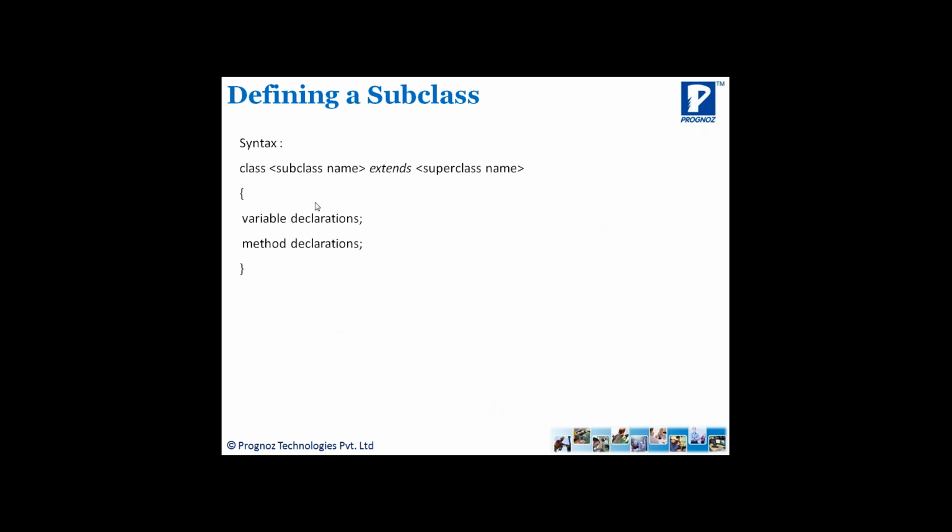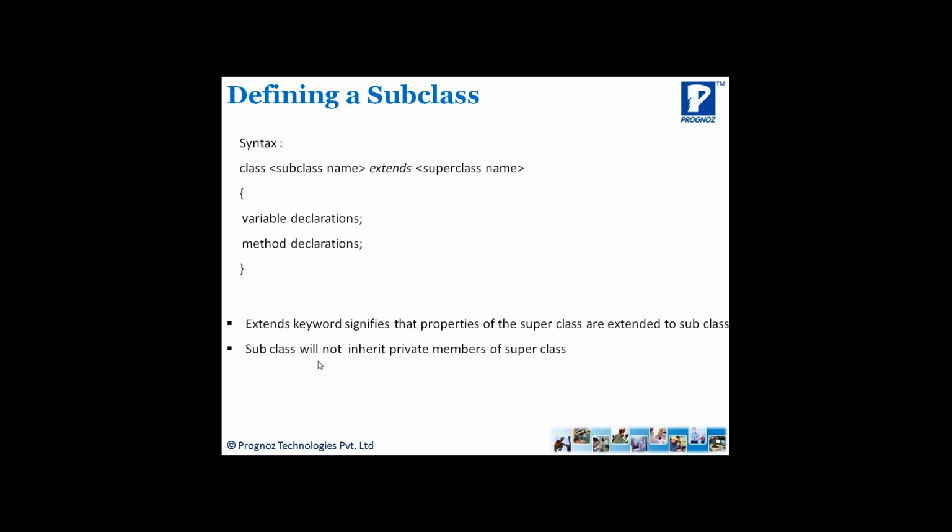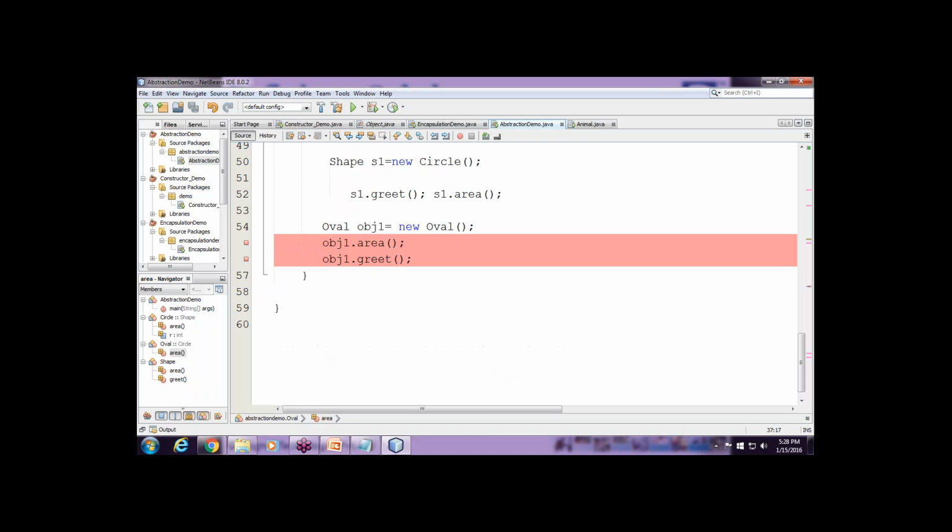Defining a subclass: as I mentioned here, you put class Circle extends Shape, followed by variables and methods. The extends keyword signifies that the properties of the superclass are extended to the subclass. It will not inherit private members of the superclass. Again, we already studied private members. Even if your class extends another class, it is still not able to inherit that behavior.